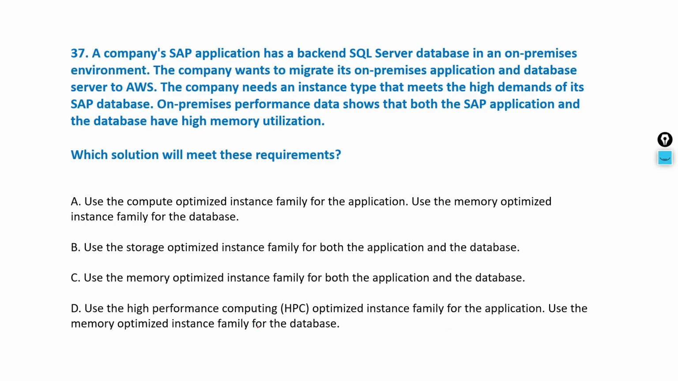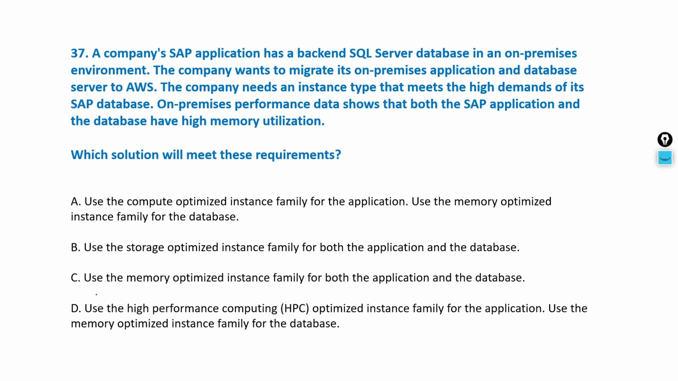So here let's go to the next question, question number 37. A company's SAP application has a backend SQL Server database in an on-premises environment. The company wants to migrate its on-premises application and database server to AWS. The company needs an instance type that meets the high demands of its SAP database. On-premises performance data shows that both the SAP application and database have high memory utilization. Which solution will meet this requirement?